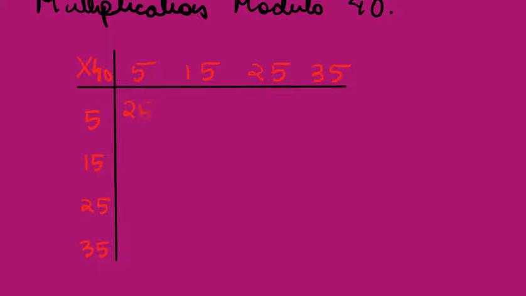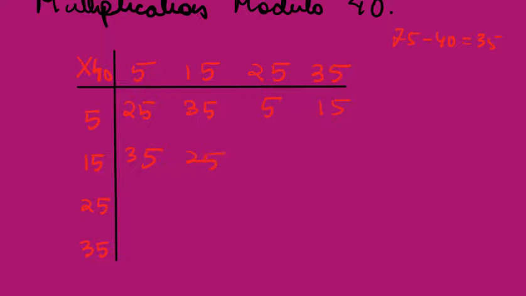So 5 fives are 25. Okay, 15 into 5 is how much? 75. So 75 minus 40 is going to give you 35. In a similar way, if you keep subtracting, you'll get all the values. So I'm writing the values directly. So that is 15 here. Then over here, again 35.